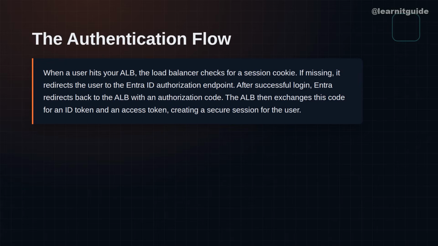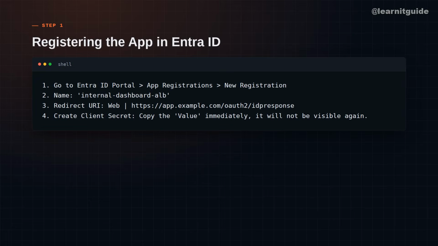So how does this integration actually work under the hood? Think of the ALB as a bouncer at a club entrance. Instead of checking your ID himself, he sends you to the registration desk, which is Entra ID. Once you show your credentials at the desk, they give you a stamped ticket. You bring that ticket back to the bouncer, he verifies the stamp, and only then do you get inside. This keeps your application code clean of any auth logic, as the ALB handles the heavy lifting before the request even reaches your server.